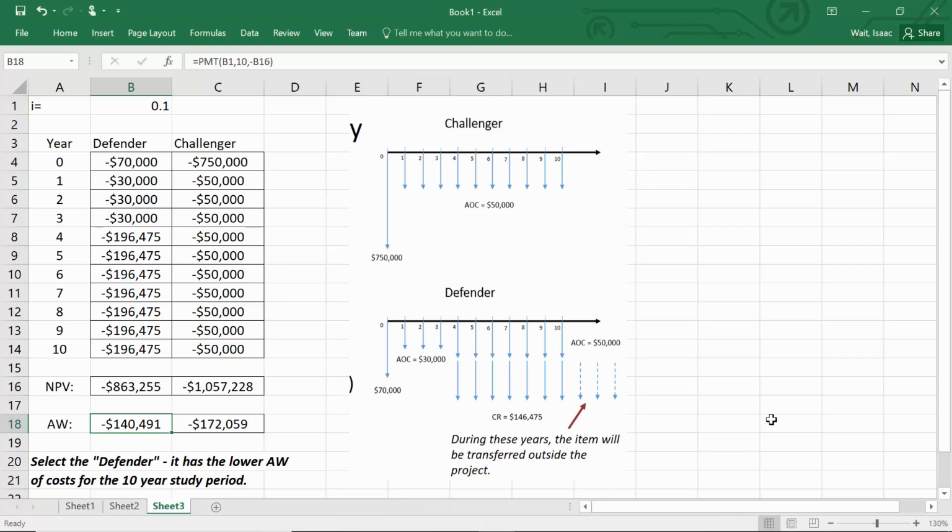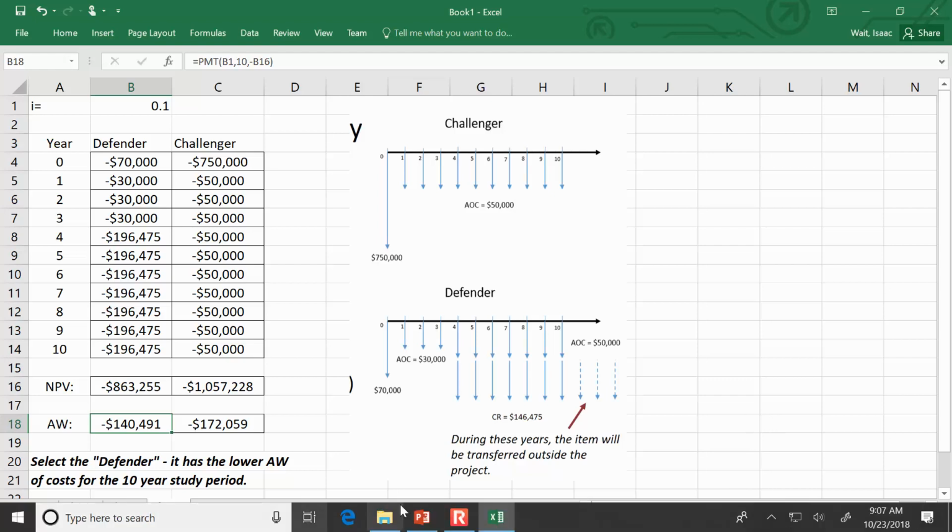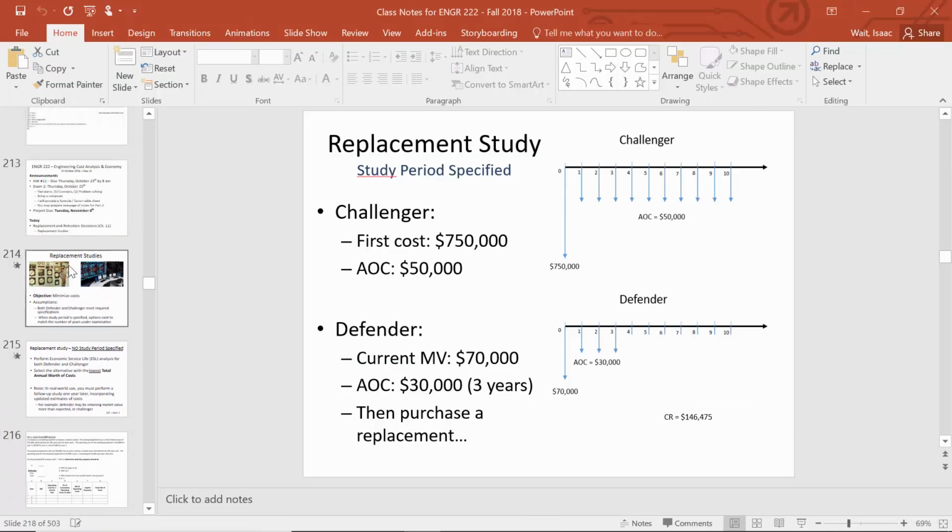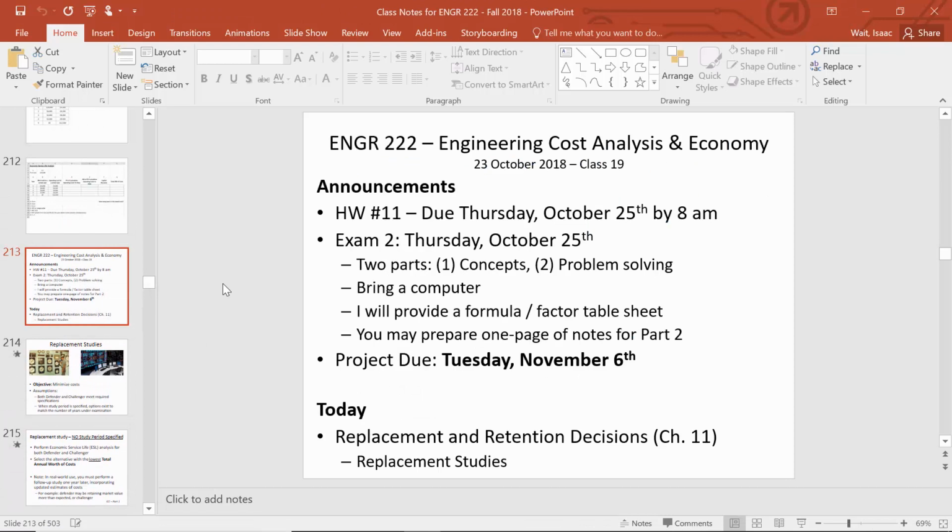Let me just remind you, of course, we've got our exam coming up on Thursday. You should prepare a page of notes you can write on the back and on the front side of that. I'm also going to bring the factors that you'd need for any problems.